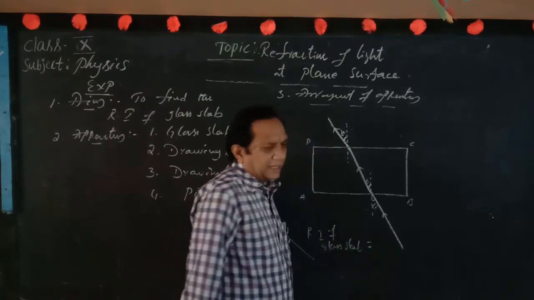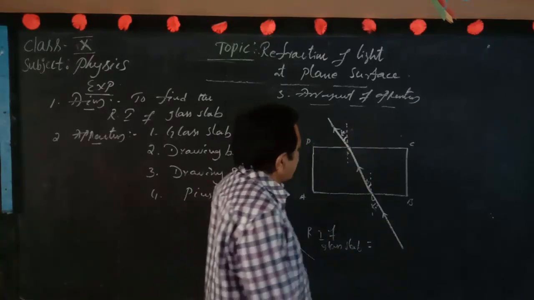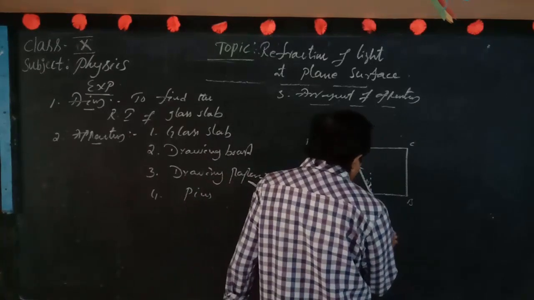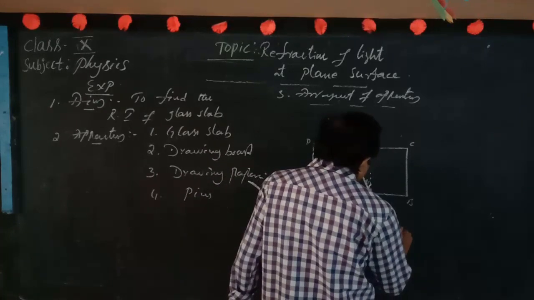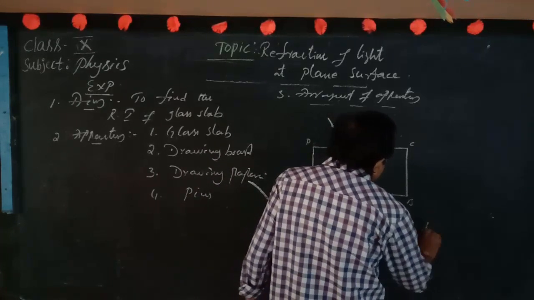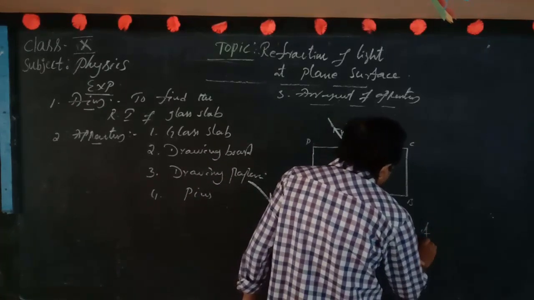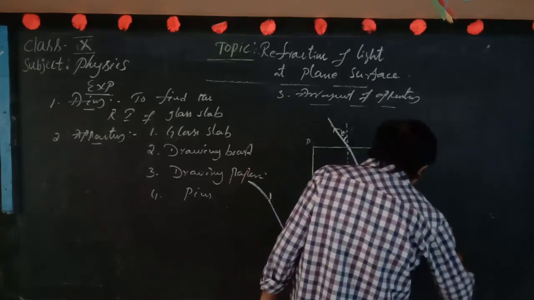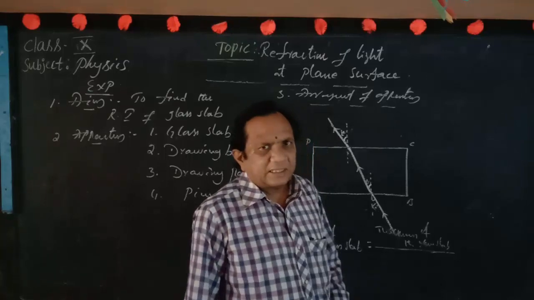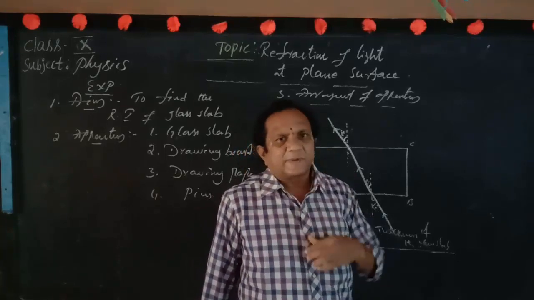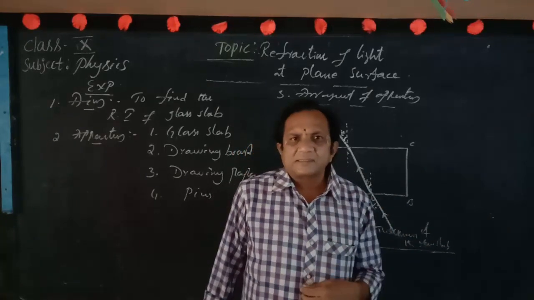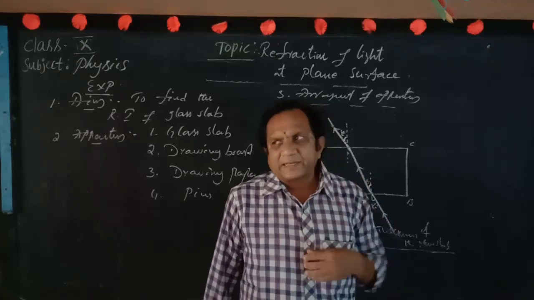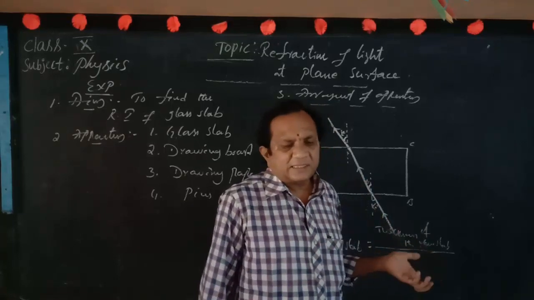Refractive index of glass slab is given by the application. The thickness of the glass slab is to be determined here. As I already told you, the thickness is to be determined by finding the device. What is that? A spherometer, screw gauge or vernier calipers, whichever is used, to find this thickness first.